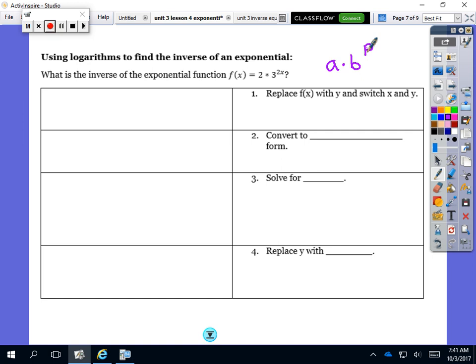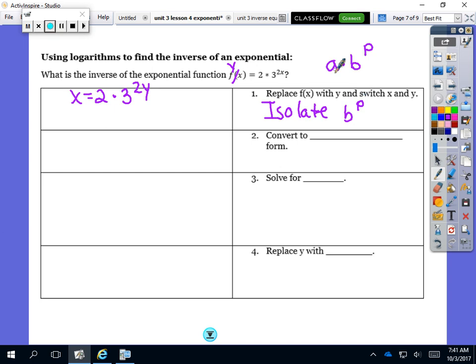So replace f of x with y and switch x and y. So this is y and then switch them. So I have x equals 2 times 3 to the 2y. And then before we convert, I want to make sure we isolate the b to the p.